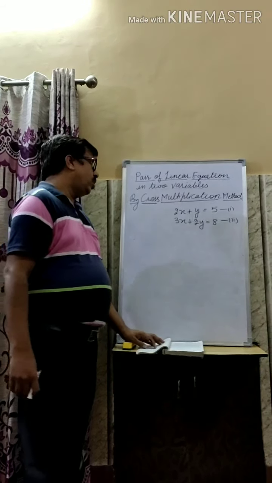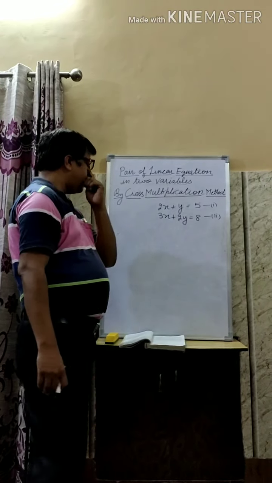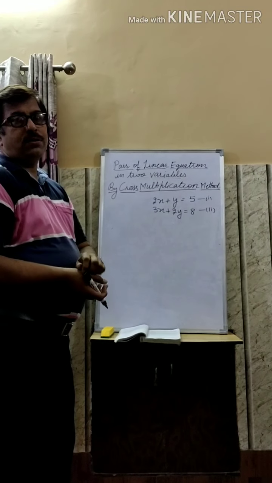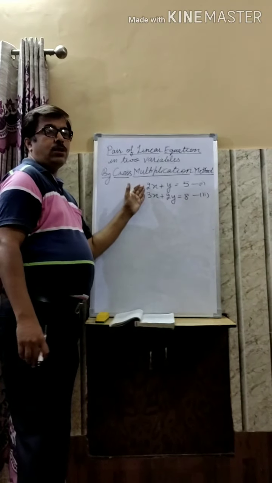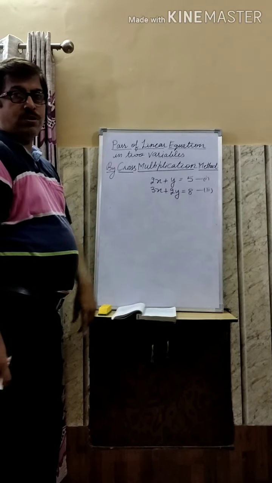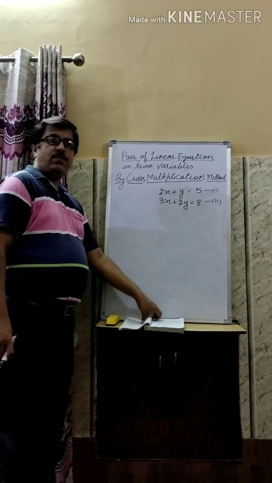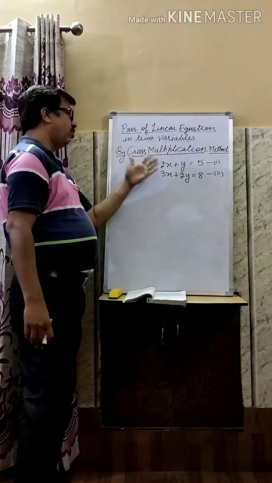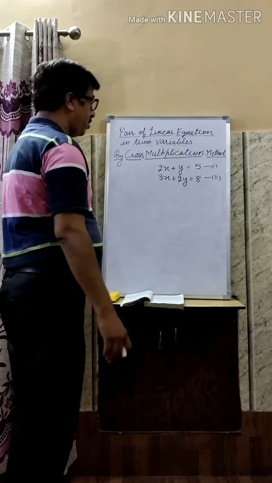Now, how to solve a pair of linear equations in two variables by the cross multiplication method. My dear students, you have learned how to solve a pair of linear equations in two variables by the substitution method and second by the elimination method. Today we are learning the third method, how to solve a pair of linear equations by cross multiplication method.